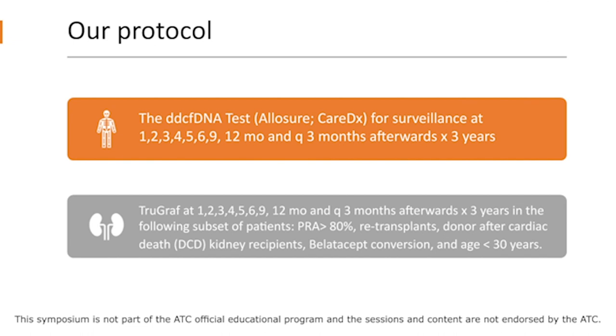At our center, we use AlloSure post-kidney transplant in patients presenting with acute kidney injury to assess the possibility of rejection. In addition, we use AlloSure monthly up to 6 months, and then at 9 and 12 months followed by quarterly up to 3 years post-transplant as part of an immune surveillance protocol. In addition, patients also undergo TruGraf testing at the same time interval. But we use TruGraf only in a subset of patients considered to be at high risk for rejection, including those with high PRA, more than 80%, retransplants, kidney transplant recipients of DCD kidneys, patients undergoing belatacept conversion, and patients younger than 30 years old.